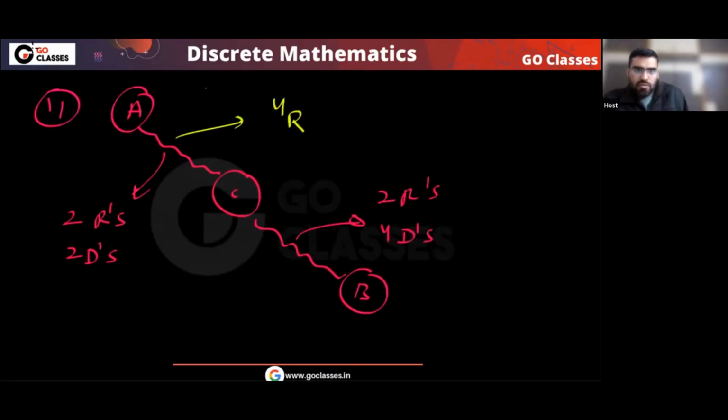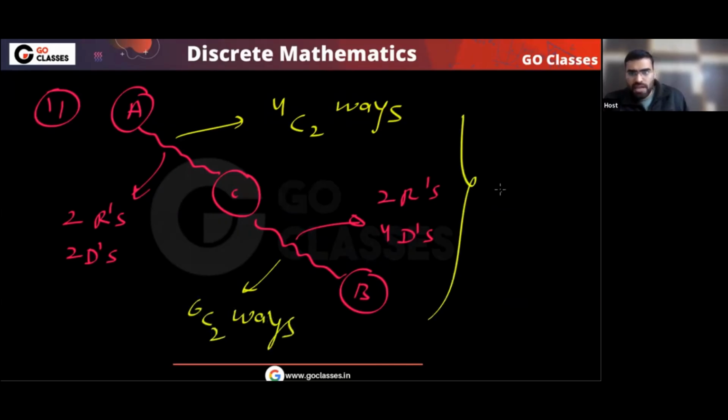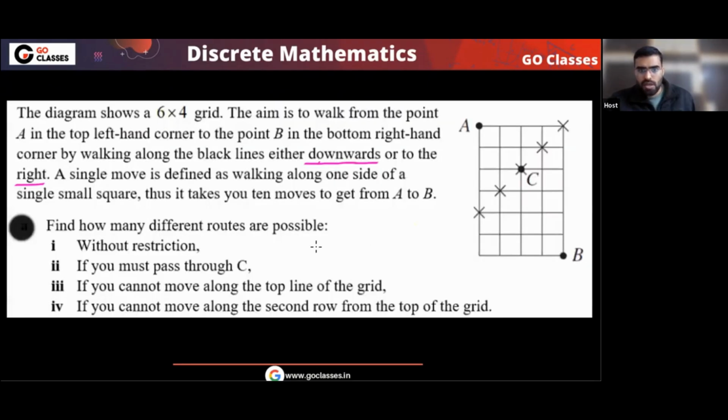So 4C2 ways you have here. Now once you are here, how many ways do you have here? 6C2 ways you have here. So finally I can say the answer will be 4C2 multiplied by 6C2. So this will be the answer: 4C2 into 6C2.